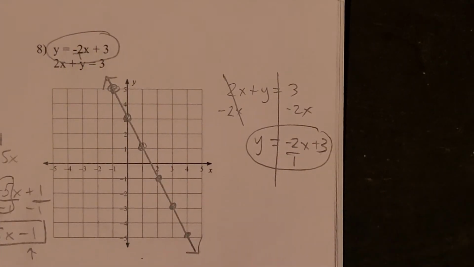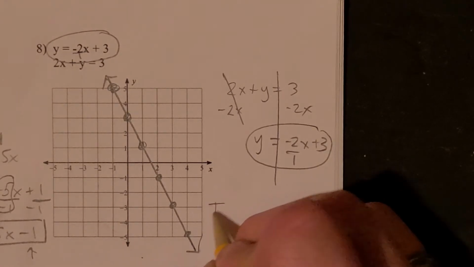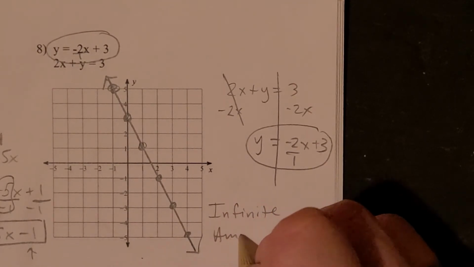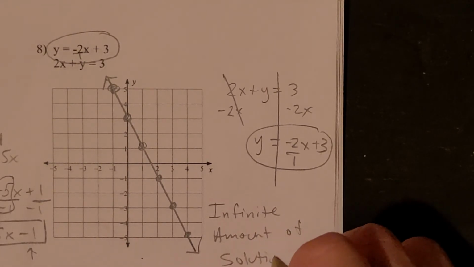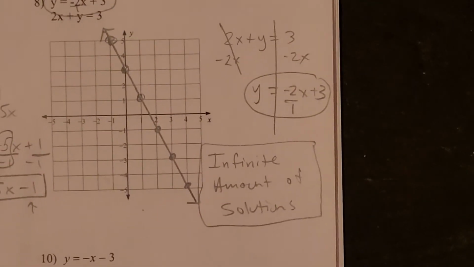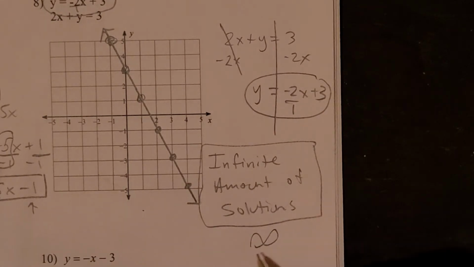But anyways, so what's my answer here? Am I going to list every single coordinate where they touch? No. I am going to say infinite amount of solutions. Now this is one of the most common ways to say it, infinite amount of solutions. I've heard people say infinitely many solutions or infinite solutions, whatever. Some people even just put like this sign.